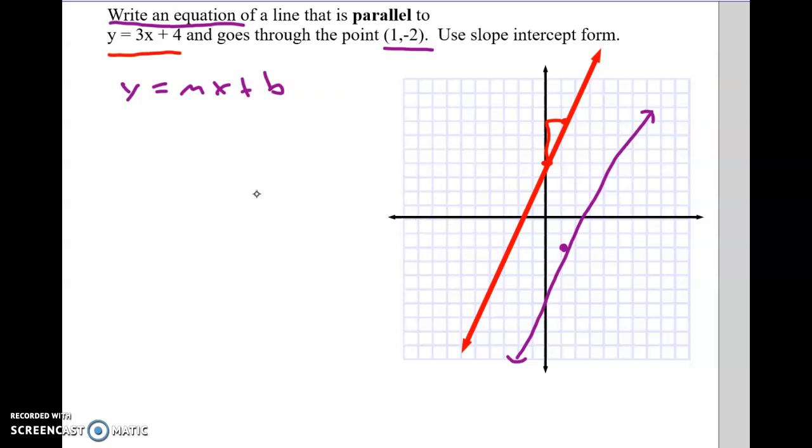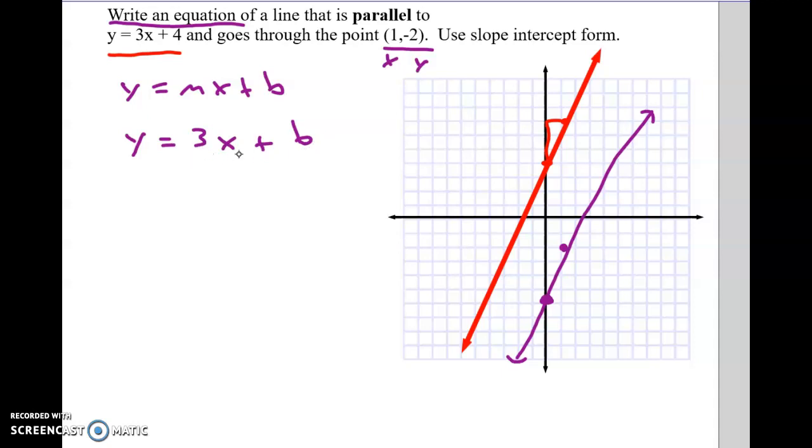Okay, so the trick is we know the slope is going to be the same. So we're going to use the same slope of 3. You can even see visually that the slope is 3. But b, the y-intercept, we could guesstimate what it is and draw this accurately and figure it out. But an alternate route to find b is you can temporarily put these in for y and x and find b.